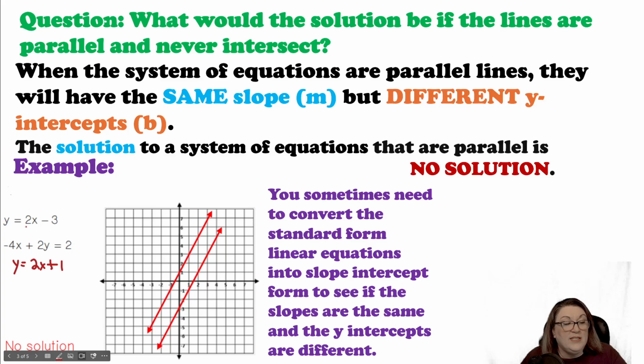Now, as you can see, the slope in the first equation and the slope in the second equation is the same, but the y-intercepts for the equations are different. And it makes sense because this line is crossing at 1, this line is crossing at -3. But the reason the solution is no solution is because those lines never cross and they will never share any points. So remember, the solution to a system is all the points that both lines share at the same time. They're never going to share any points. So the solution is no solution.